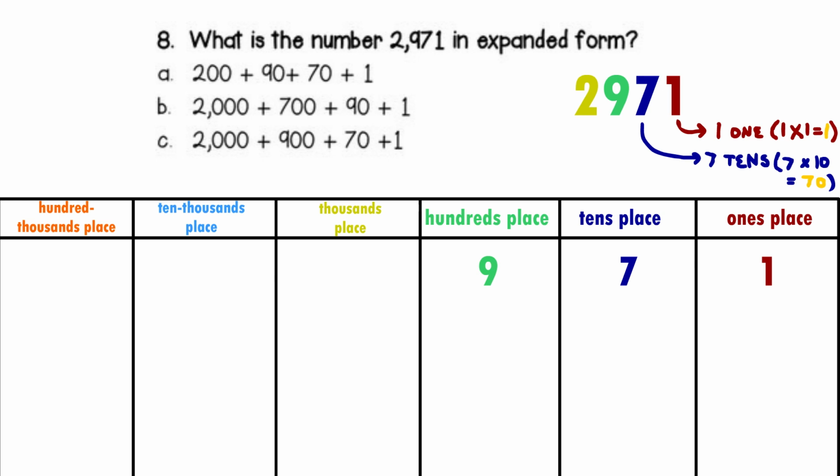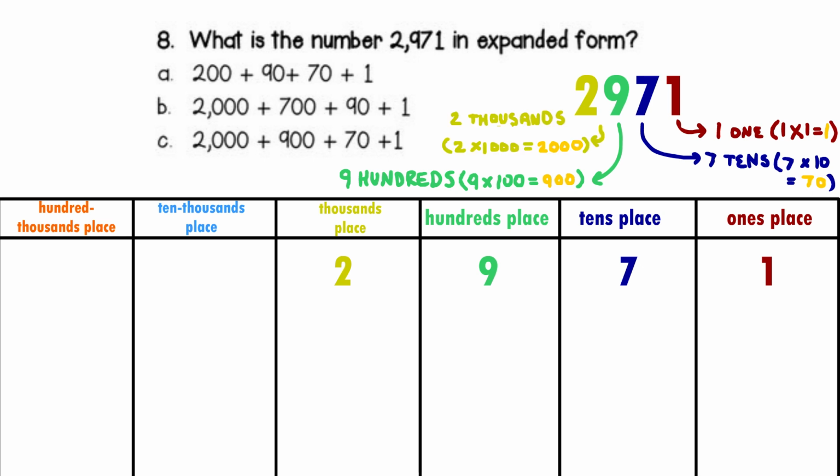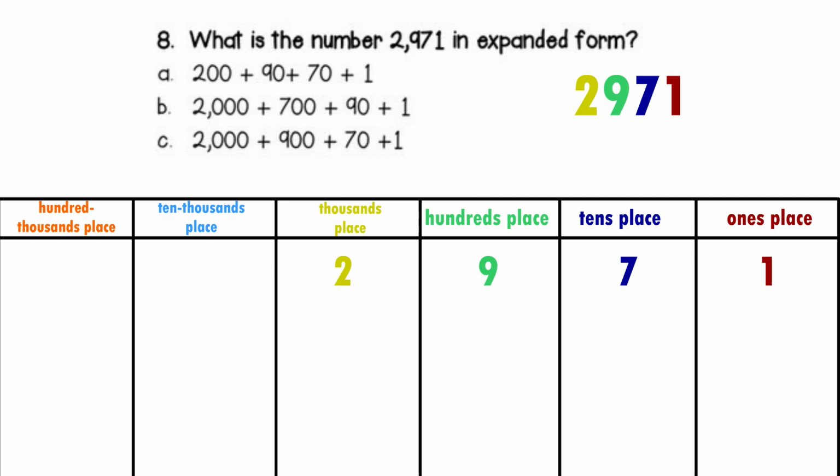Now let's look at 9. The 9 is in the hundreds place, so we have 9 hundreds. This is the same thing as saying 9 times 100, which is 900. Lastly, we'll look at 2. 2 is in the thousands place, so we have 2 thousands. 2 times 1,000 is 2,000. Let's put these values together. So our expanded form is 2,000 plus 900 plus 70 plus 1.